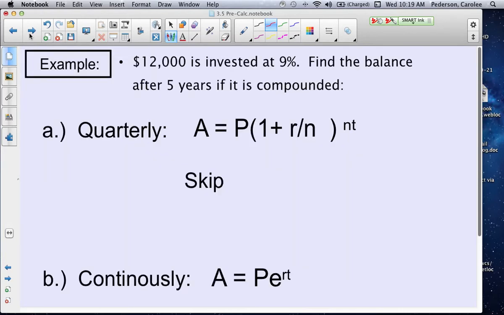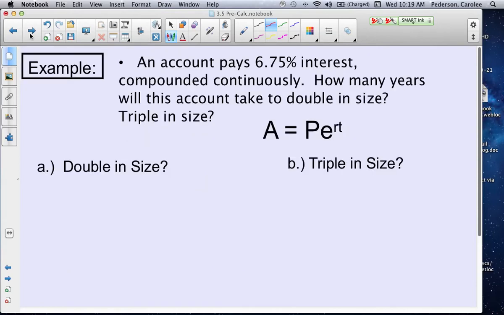The students last hour said they know how to do these first 2 questions because we've done them already in class. So I'm going to check with you if you're okay, we'll skip it. $12,000 is our initial investment at 9%, and we want to find out the value after 5 years if it's compounded quarterly or continuously. Do you remember how to do those 2 problems? You're just substituting in. They were kind of like the questions on the quiz. Okay, so we'll skip it. We'll go on to the new question.